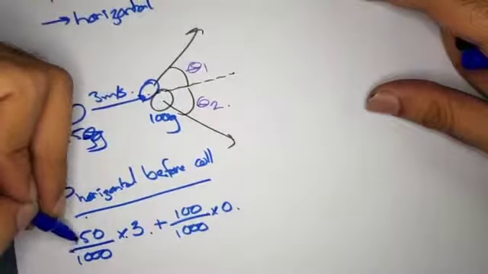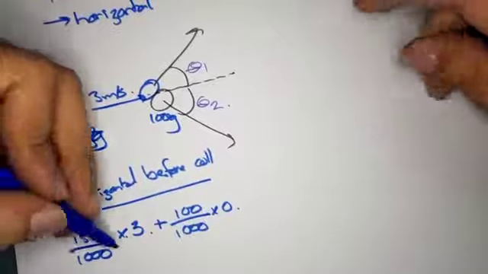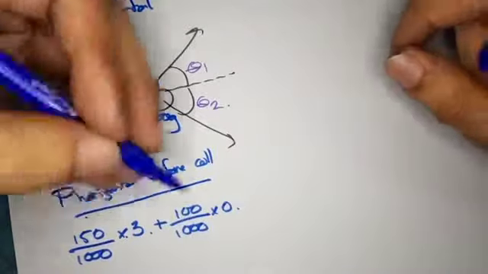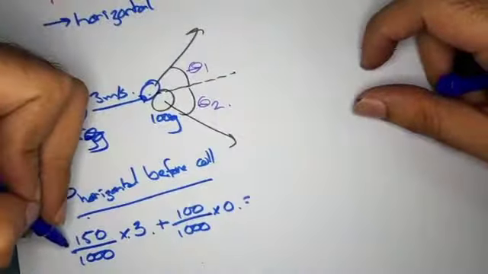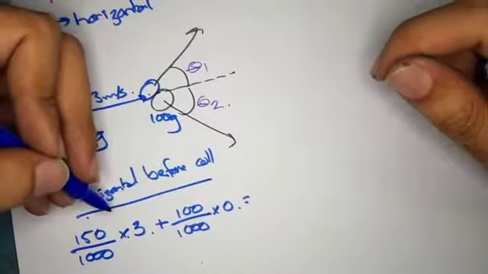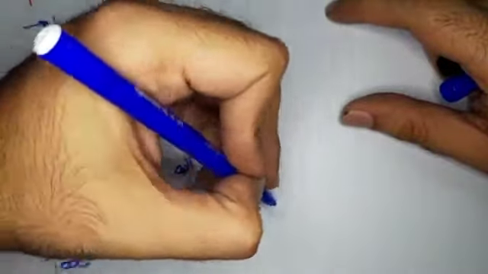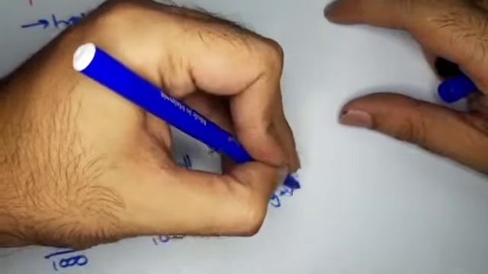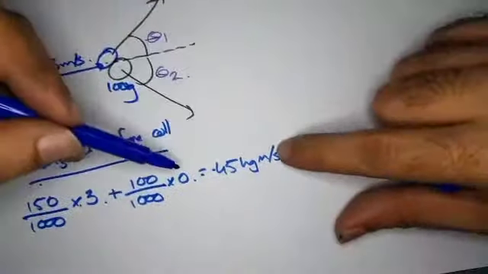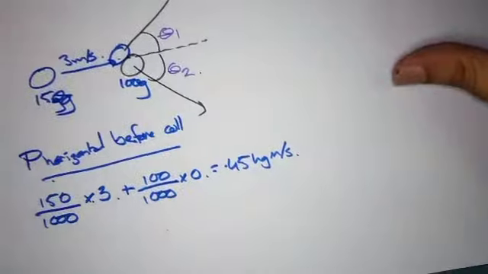So 150 divided by 1000 into 3. That's 0.15 times 3, so it's going to be 0.45. Isn't that right? So basically 0.45 kg meters per second. That is our momentum horizontally.